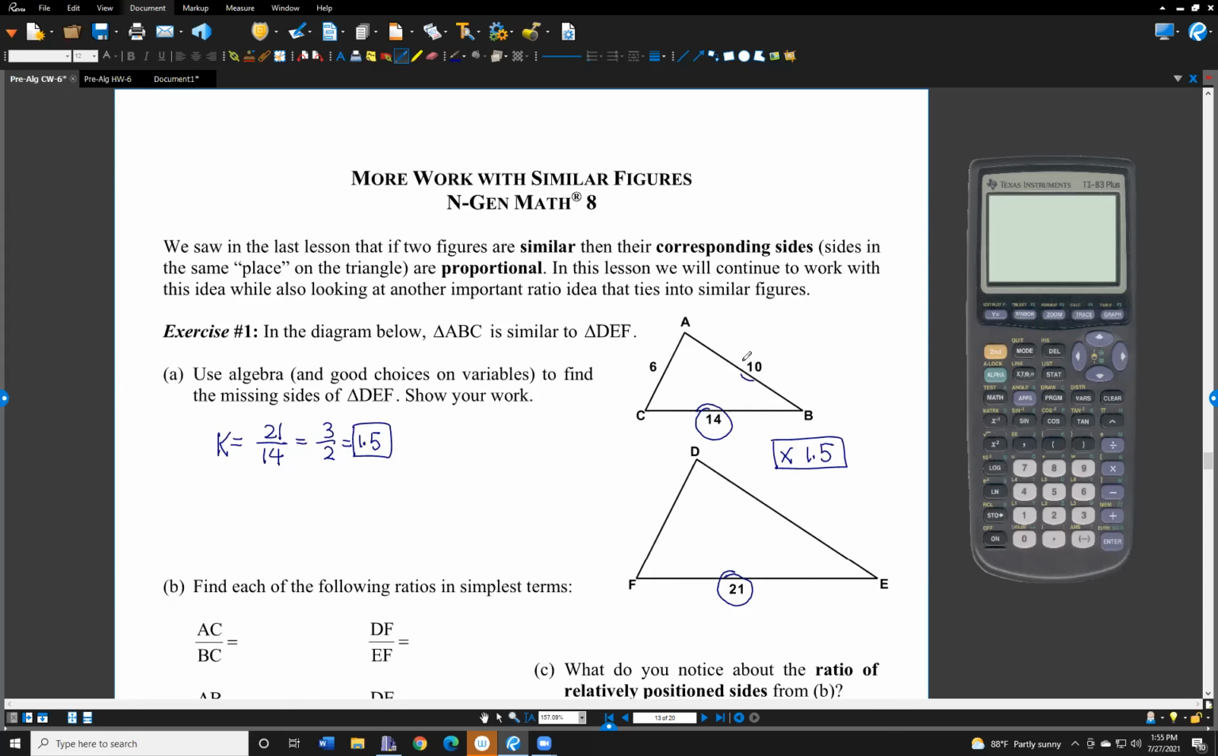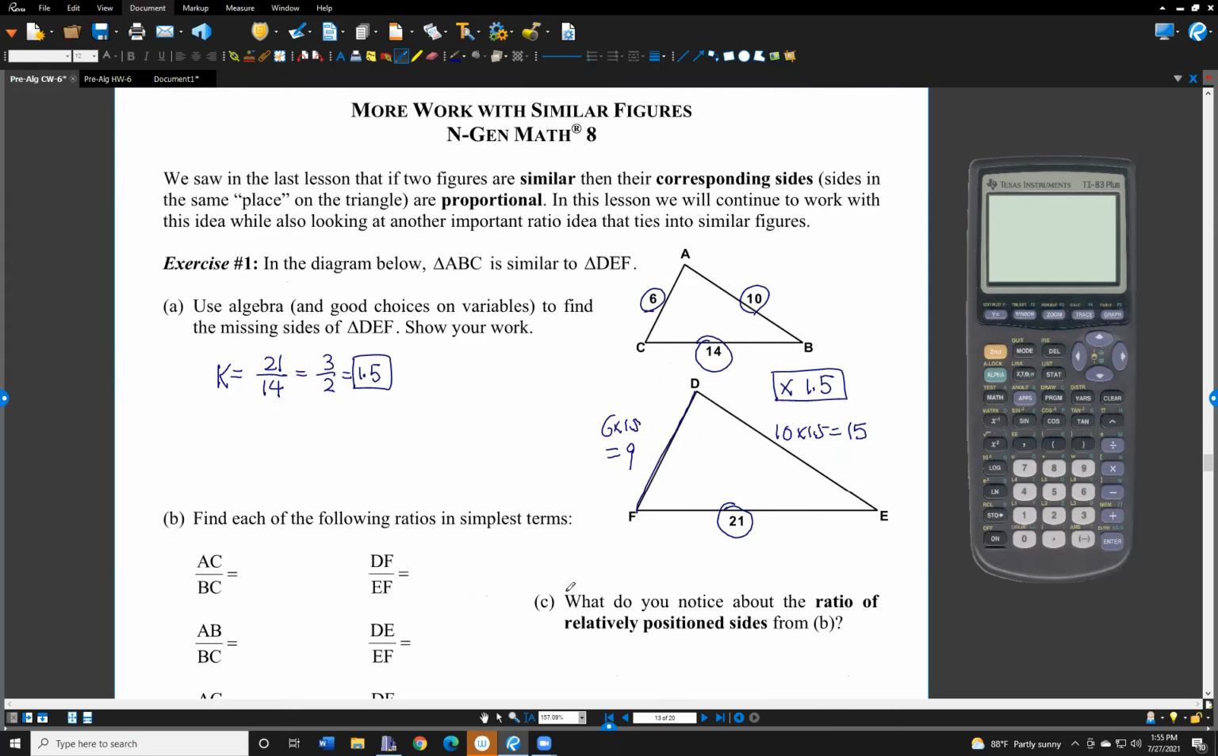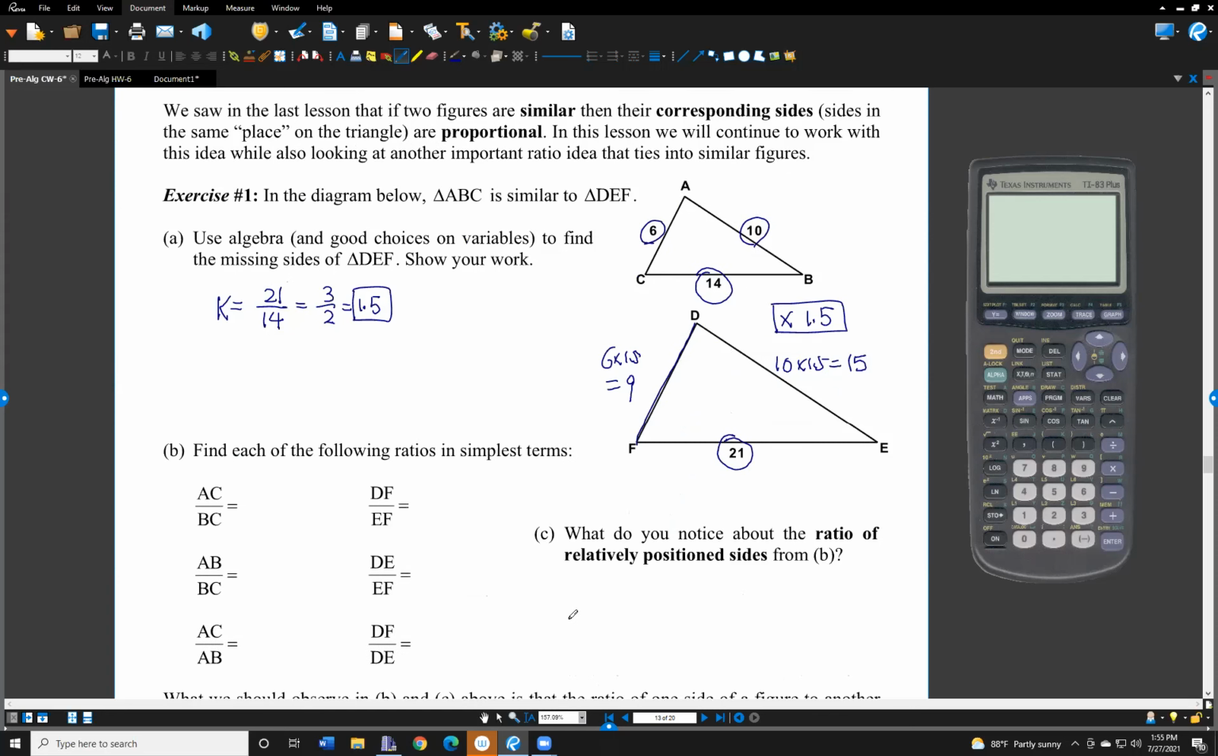What about this corresponding side though? This is corresponding over here, right? 10 times 1.5, how much? 15. So this side will be 15. What about the other side, DF? From here, 6 times 1.5 will be 9, isn't it? That's fine, because every corresponding side is proportional with the same ratio.